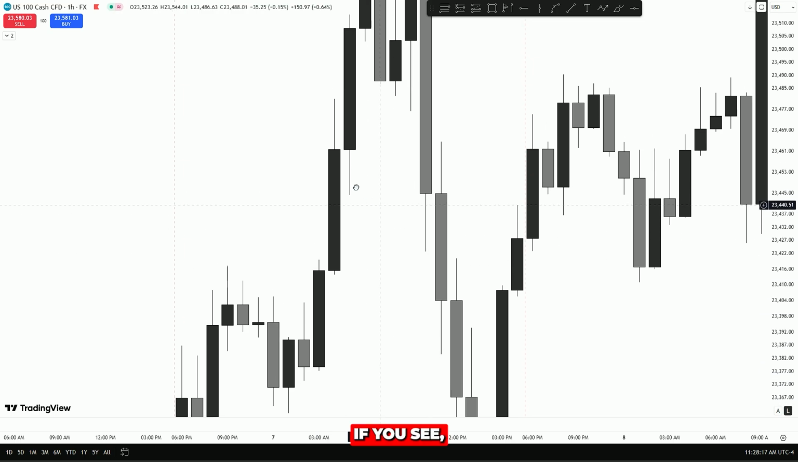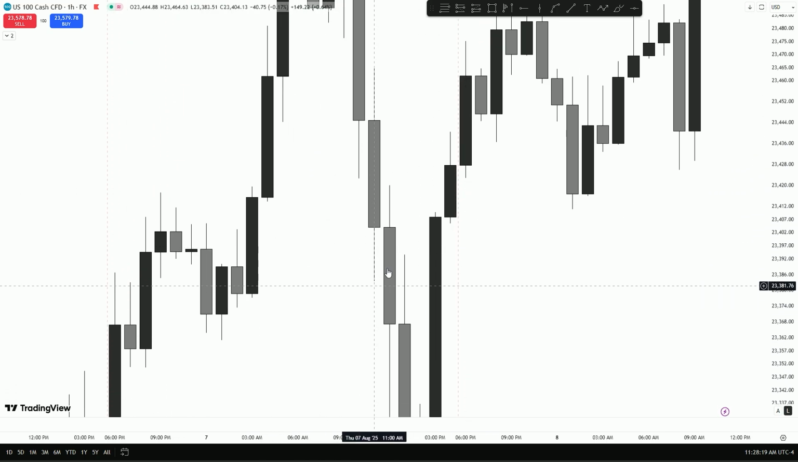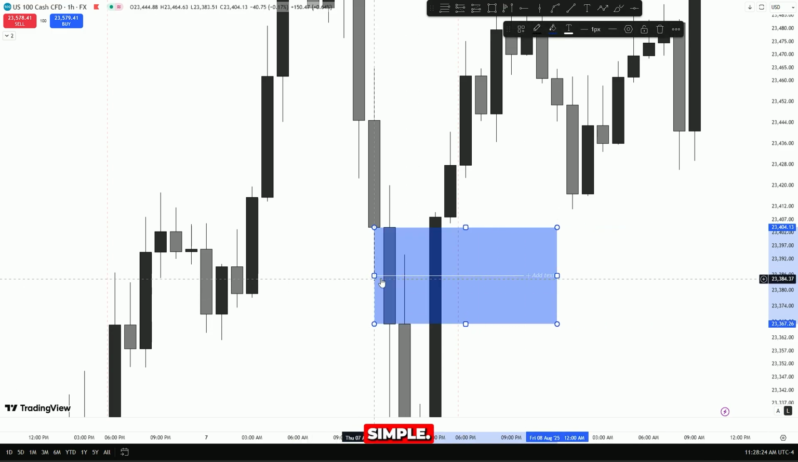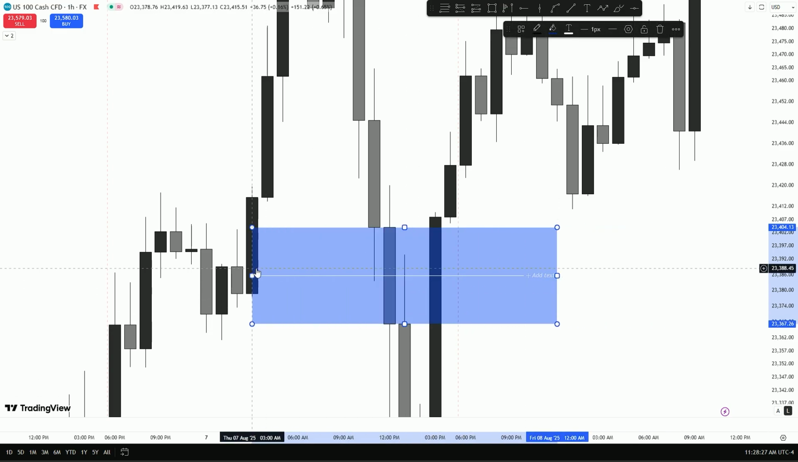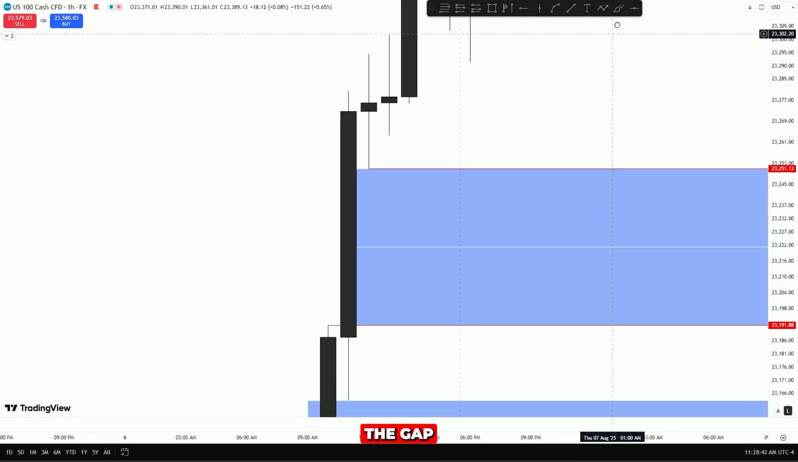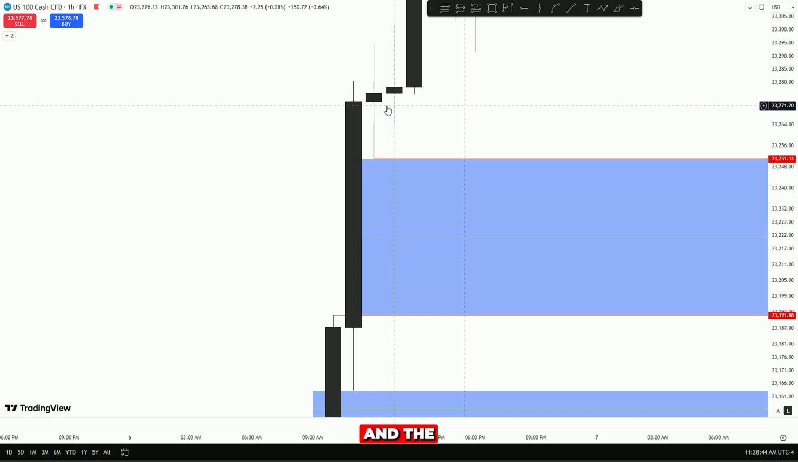And if you see, yeah, like here, now this is not your FVG, because the reason is quite simple. This is not your FVG because the wick of the first candle and the wick of the second candle are combining. Alright, so this is not your FVG. The gap between the first candle and the second candle should not collide or combine or anything like that. The gap between them is your FVG.